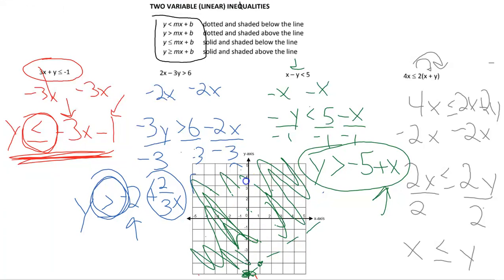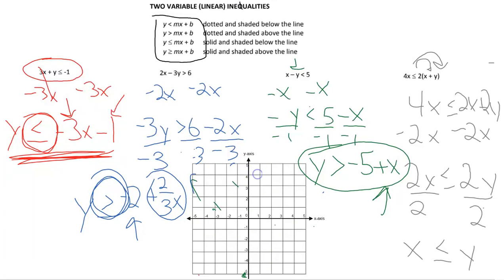And we'll finish up with our last one here, which is x is less than or equal to y. If I get my gray, x is less than or equal to y. My y-intercept is 0, so I start at the origin. My slope is 1. So go up 1, over 1, I'll put a dot. Since there is an or equal to sign, it's a solid line.